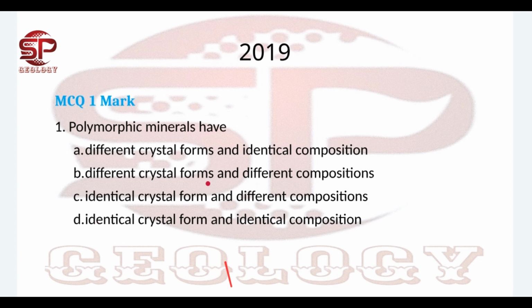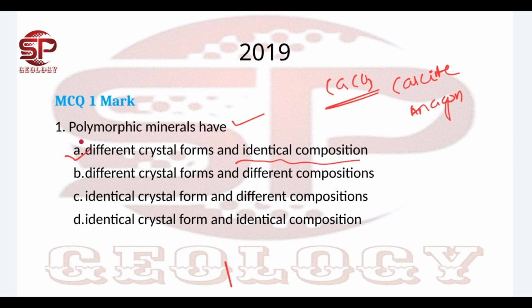Next comes a 2019 question. Polymorphic minerals have. So what is a polymorph? When we say polymorphs, it has different crystal forms but the same chemical composition. Take the example of calcium carbonate: calcite and aragonite. Calcite is hexagonal, aragonite is orthorhombic. So minerals with different crystal forms but identical composition are called polymorphs.